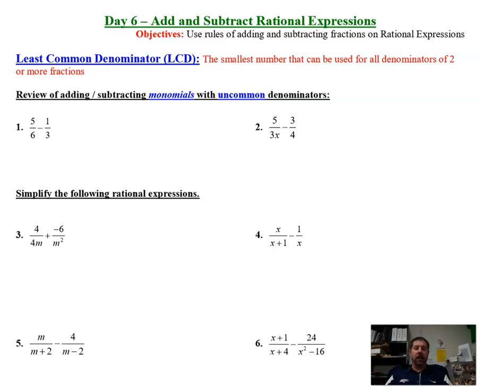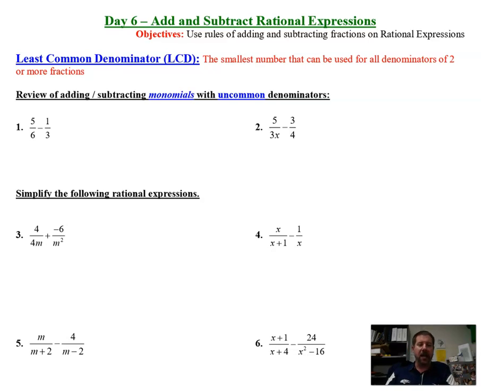Mr. Mortara here again to help you learn how to add and subtract rational expressions that don't have a common denominator. Okay, these ones we're going to have to do a little bit more work on. We're going to have to find, again, if you remember, what's called a lowest common denominator, or the LCD. And that's the smallest number that both denominators will go into, right? The lowest common multiple, shall we say.